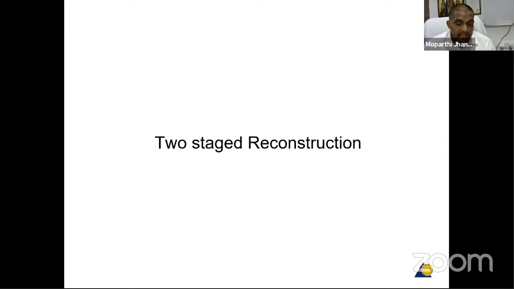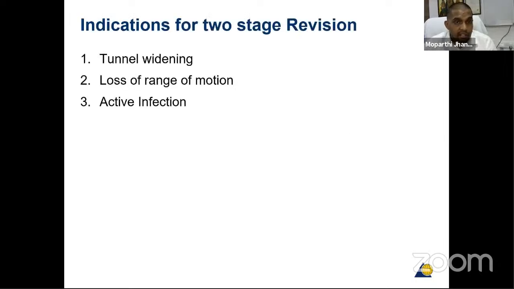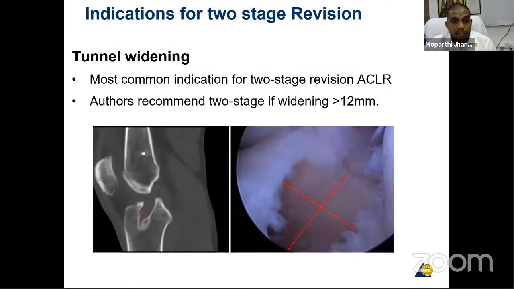Coming to two-stage reconstruction, the indications for two-stage revision are tunnel widening, any loss of range of motion, or any associated active infection. Tunnel widening is the most common indication for two-stage anterior cruciate ligament revision. Some recommend it if the widening is more than 12 mm, whereas some surgeons prefer if it is more than 14 mm. But ideally, we have to see if it is more than 10 mm.